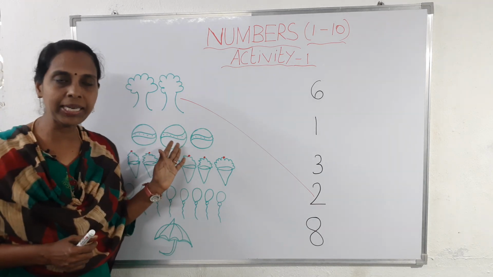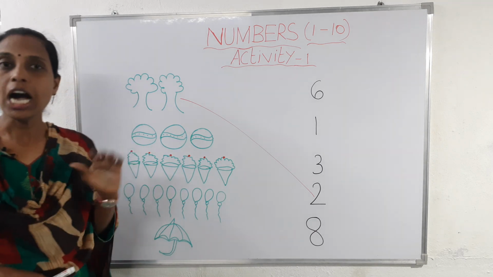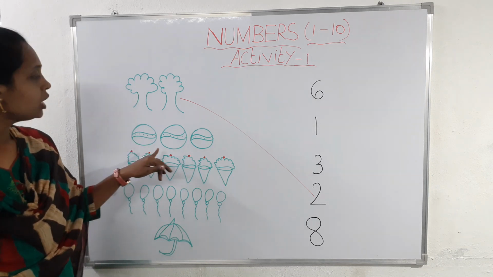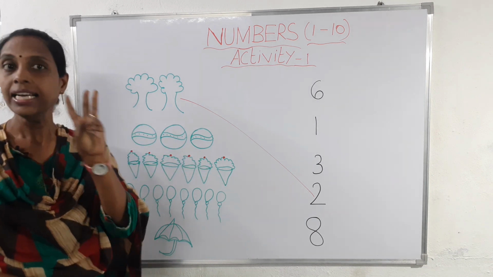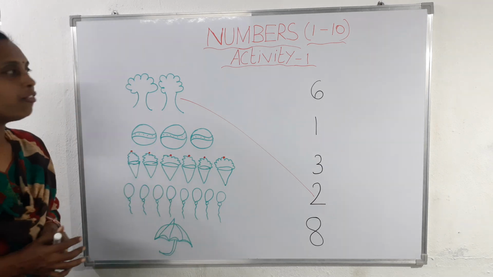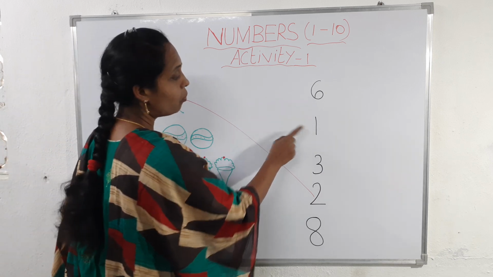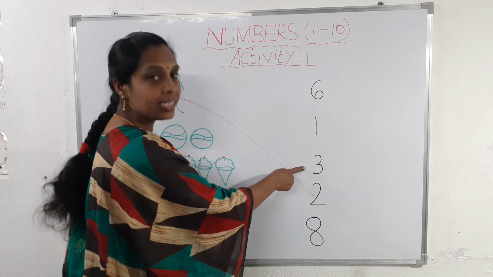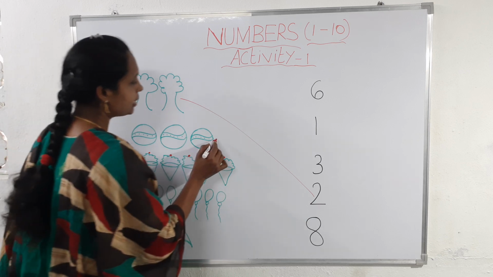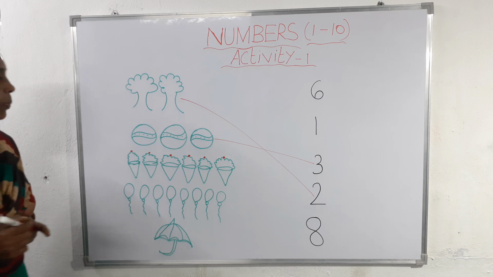Okay children. What is the next picture? Ball. How many balls are there? All of you count along with me. 1, 2, 3. 3 balls. How many balls? 3 balls. Let's find out where is number 3. 6. No. 1. No. 3. Yes, this is the number 3. We can do the matching. Number 3. Very good.